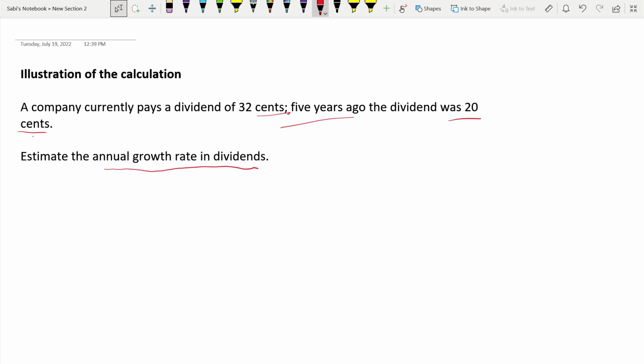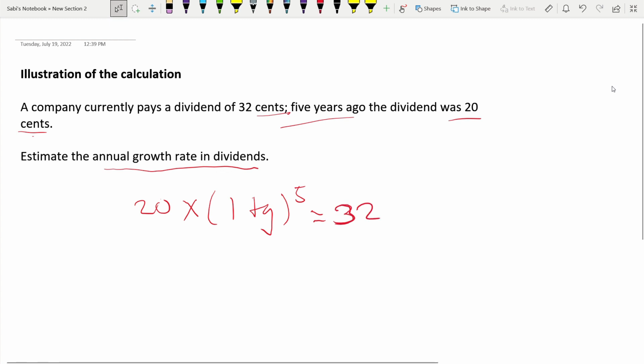So now let's do that using the formula. What is the dividend from 5 years ago? It is 20. So that means the dividend from 5 years ago, the oldest dividend, multiplied by the growth rate to the power of how many years? 5 years, has to be equal to 32, because whatever the growth rate has been over the 5 years, you multiply it by the oldest dividend, that is 5 years ago's dividend, and it should be equal to today's dividend. That's how it has to come to 32, right?